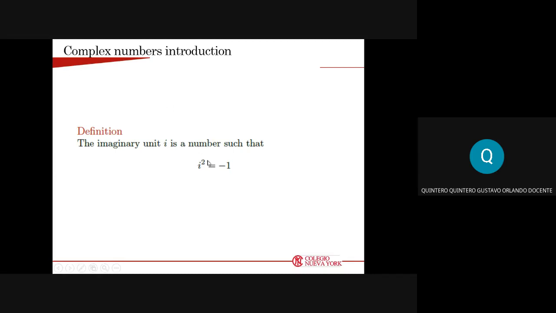Now we know there cannot exist a number that elevated to the second power gives me a negative number. How do we know this? Simply because of the properties of the exponents. Remember that the solution is always going to be positive. So there cannot be a number elevated to the second power that gives me a negative number. That cannot be in the real numbers. This is why these are called complex numbers, something a little bit more interesting than the real numbers.